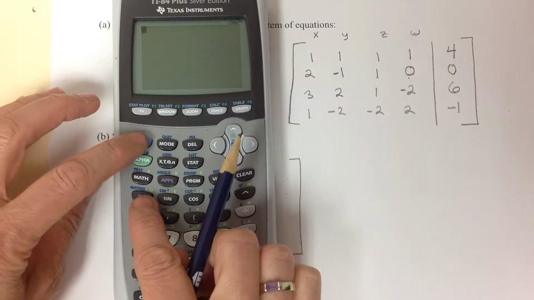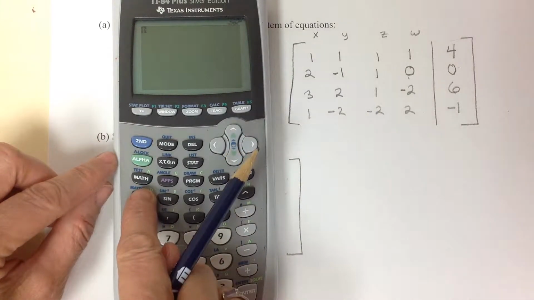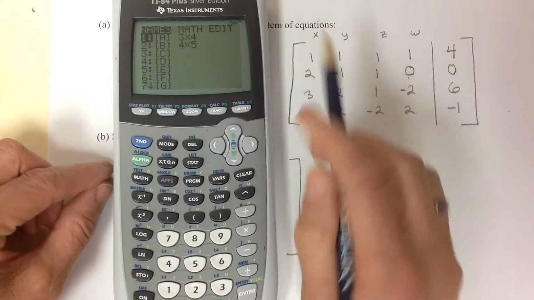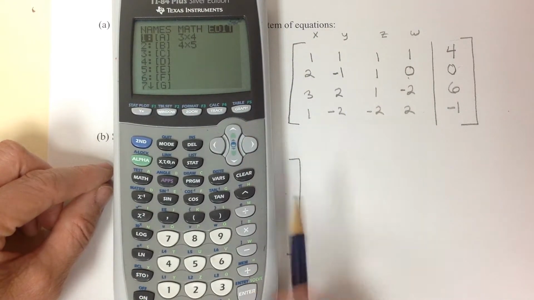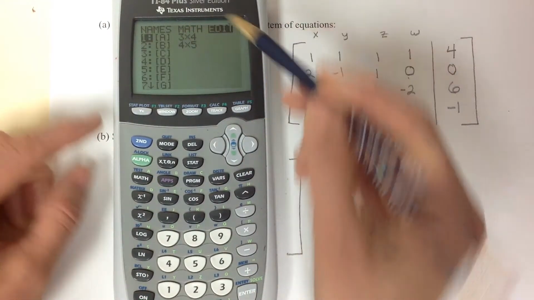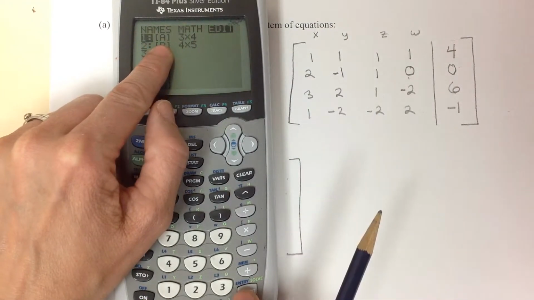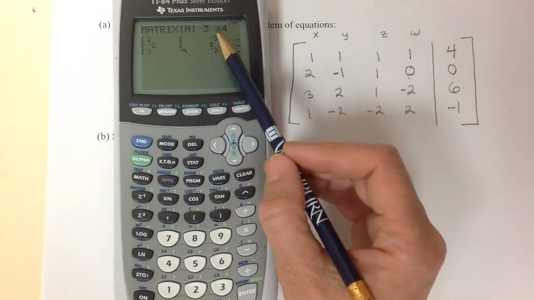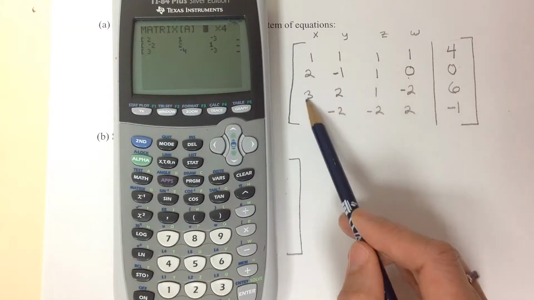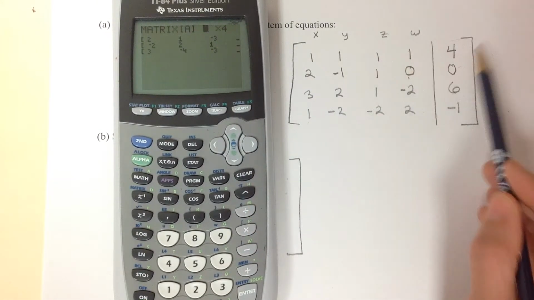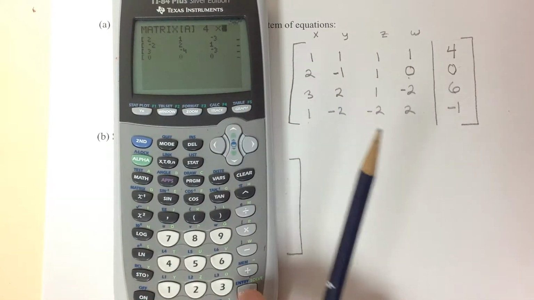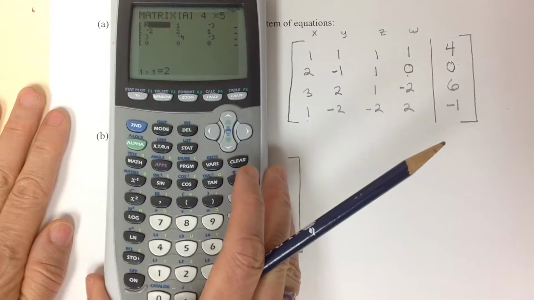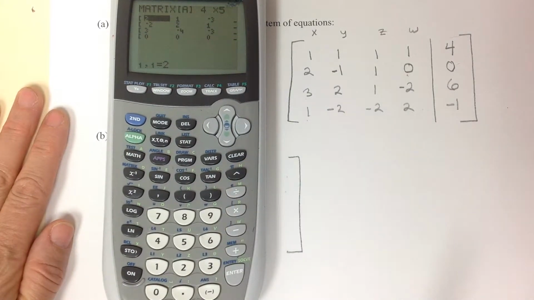So second, and then x to the -1 is matrix. I have to edit the matrix. You can put it wherever you want. I'm going to put it in A. So I'm just going to hit enter. Now I have to give it the matrix size: number of rows by number of columns. So this is a 4, I enter 5. Okay, and then now it takes me right to where I can start putting in the values of my matrix.